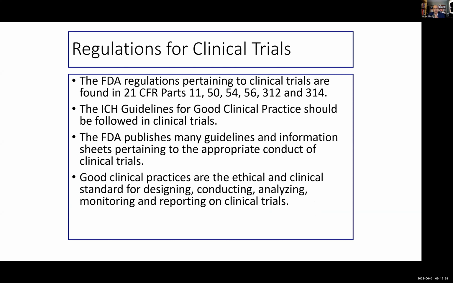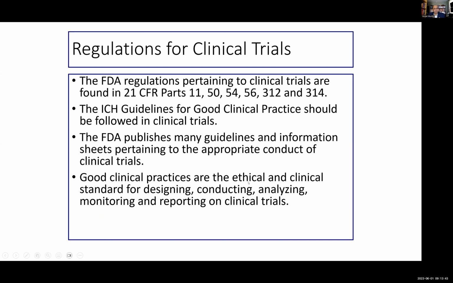FDA, the Food and Drug Administration, regulates clinical trials under 21 CFR Part 11, 50, 54, 56, 312, 314. But most of the time I am involved more with 21 CFR Part 11, Code of Federal Regulations. That means electronic signatures, etc. Then ICH guidelines. What is ICH? ICH means International Conference on Harmonization, guidelines for good clinical practice that should be followed in clinical trials. FDA publishes many guidelines and information sheets pertaining to the appropriate conduct of clinical trials. That's the reason I told you the fda.gov website contains a lot of valuable information.